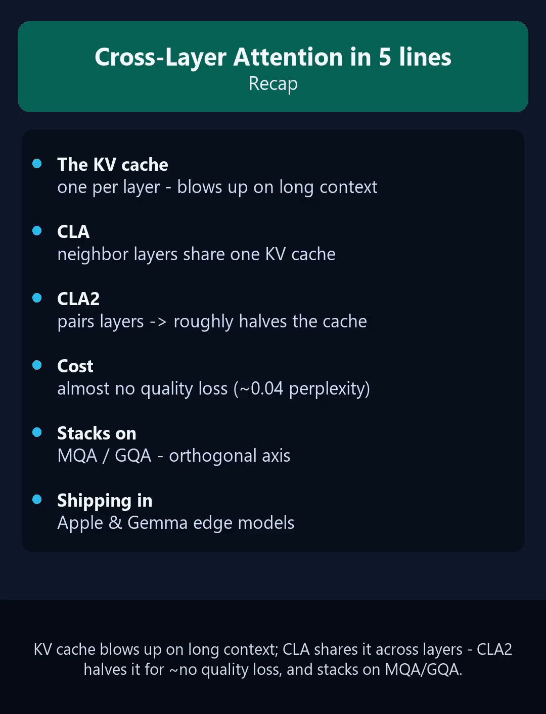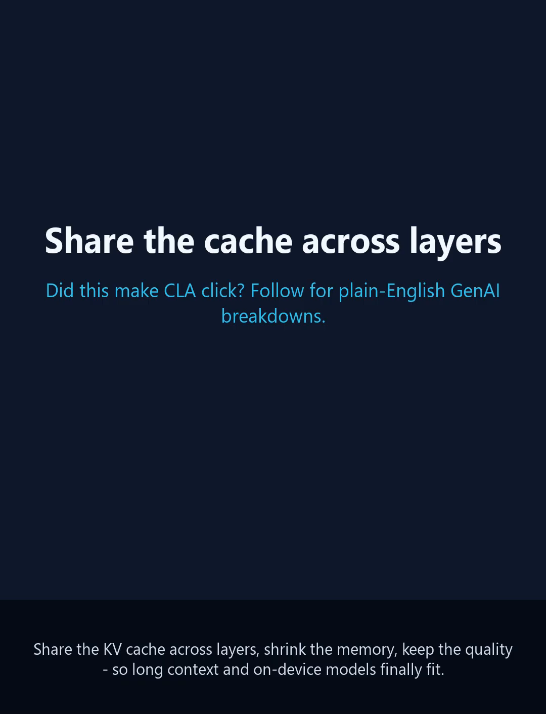Let's recap. The key-value cache, one per layer, is what blows up memory on long context. Cross-layer attention lets neighboring layers share one key-value cache instead of each making its own. CLA2, pairing layers, roughly halves the cache for almost no quality loss, and it stacks on top of multi-query and grouped query attention. It is already shipping in Apple and Gemma Edge models to make long context fit. There's cross-layer attention. Share the key-value cache across layers, shrink the memory, keep the quality. A small architectural tweak that helps long context and on-device models fit where they could not before.